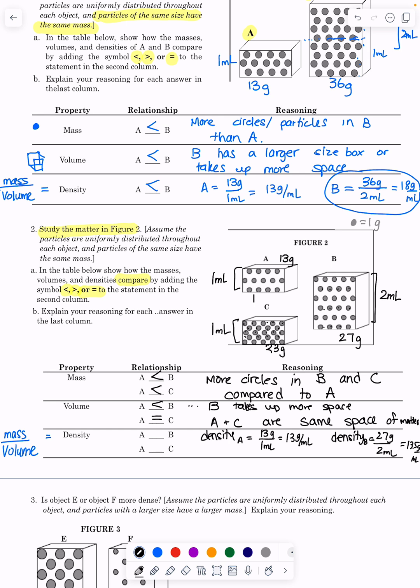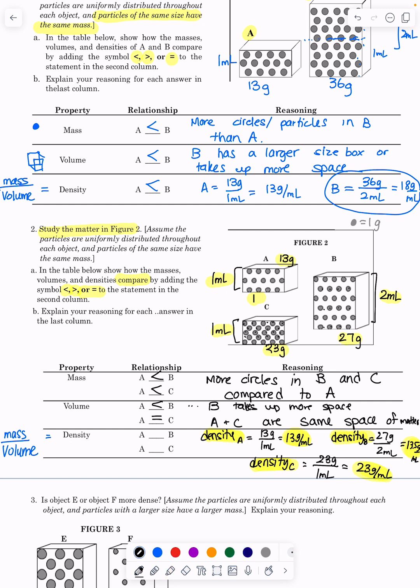Almost about the same. And then let's do the density of C. The density of C is 23 grams divided by 1 milliliter. That's 23 grams per milliliter. Let's highlight those densities. A has a density of 13 grams per milliliter based off of the numbers that I have here. B has a density of 13.5, and C has a density of 23 grams per milliliter.